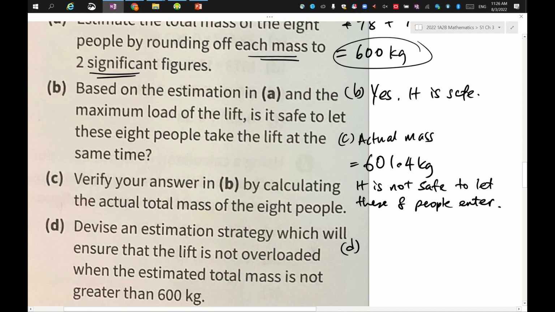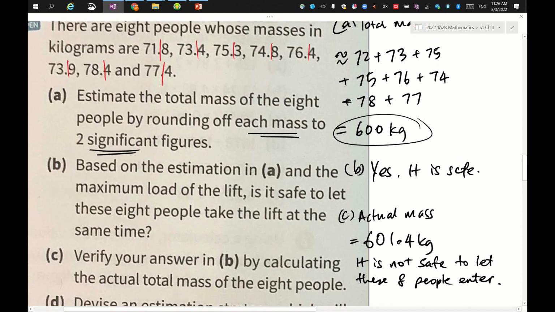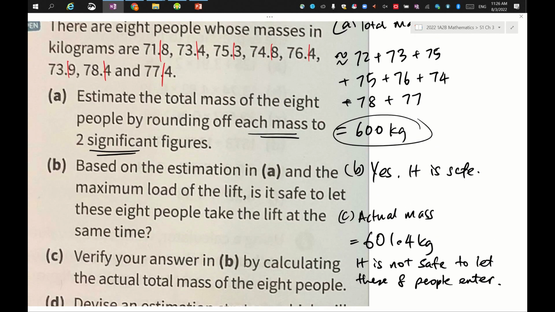it says, can you think of a way to estimate such that when you estimate the mass, it will not be overloaded? The total estimated mass will not be greater than 600 kg. How should we estimate such that it will always be safe? We have seen that by rounding off each mass to 2SF, we may end up with a problem. So maybe rounding off to 2SF is not a good idea. What other ways could there be?